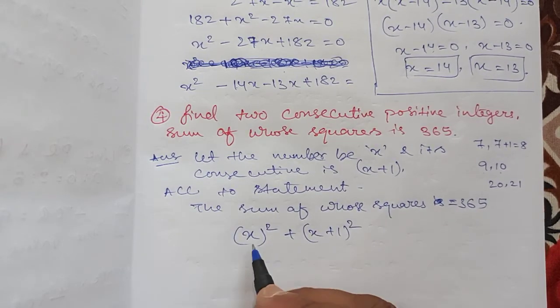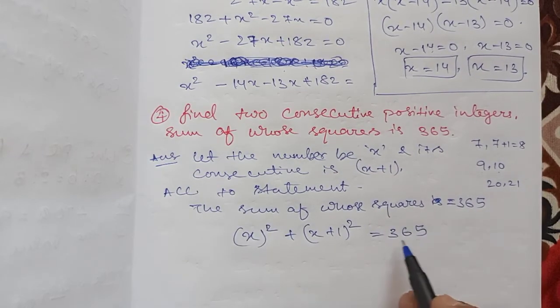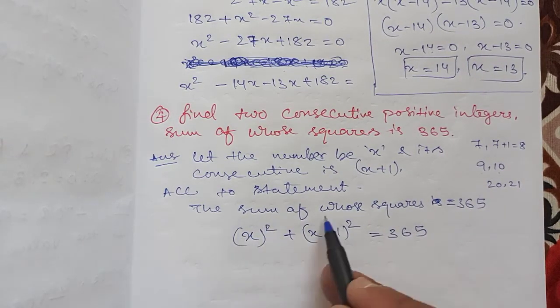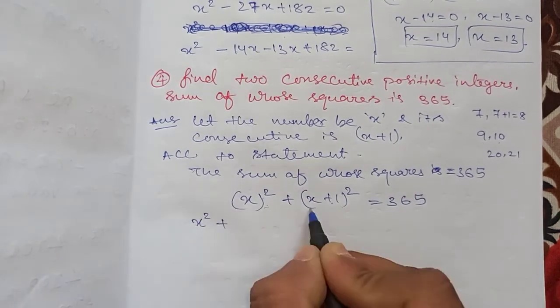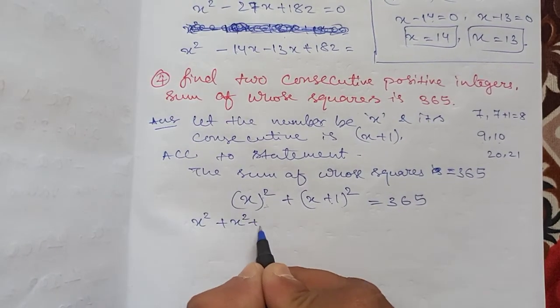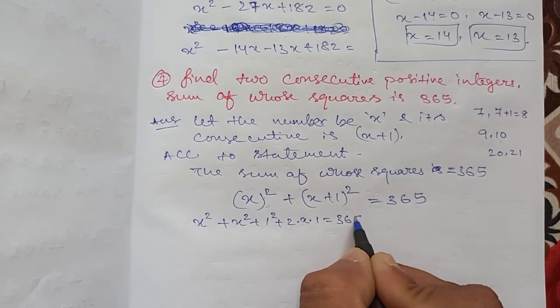The sum of the squares of the numbers is 365. It has been given that the sum of whose squares is 365. Now x square will be as it is, and this will become a square plus b square plus 2ab equals 365.